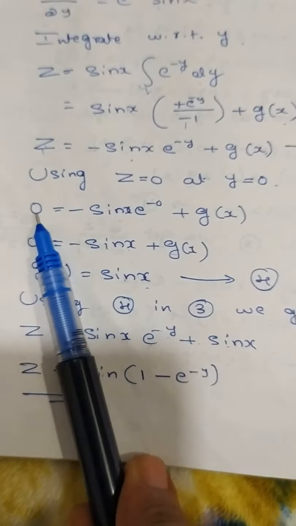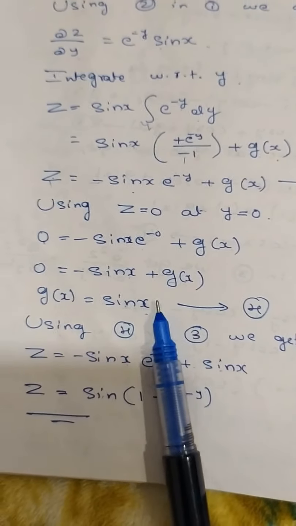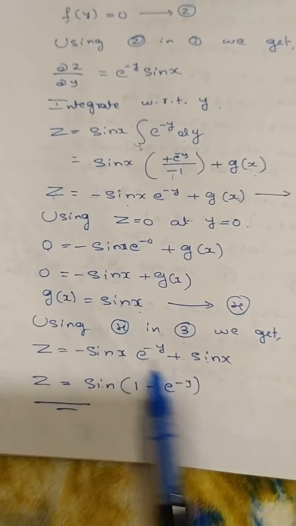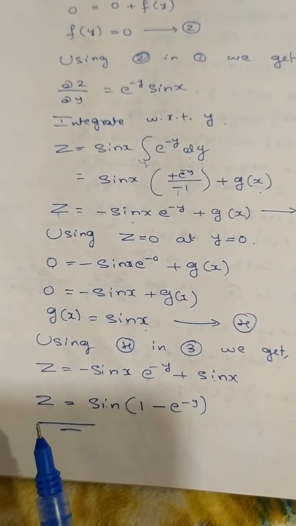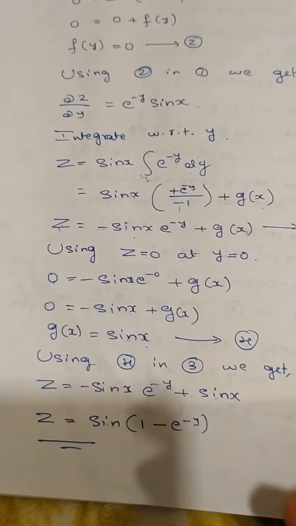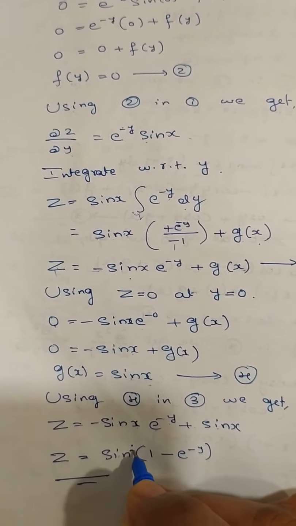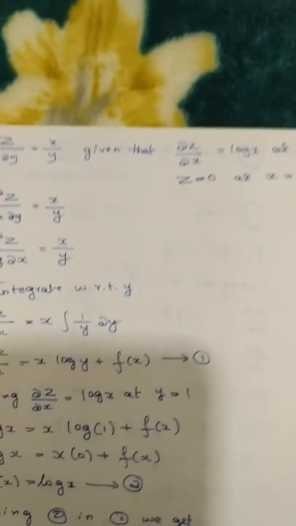Now put z equals 0, y equals 0, then g of x is sin x. Now substitute g of x equals sin x in equation number 3. Then finally we get z is minus sin x e power minus y plus sin x. Therefore z is equal to sin x into, taking sin x common, sin x into 1 minus e power minus y. Okay. Next problem.